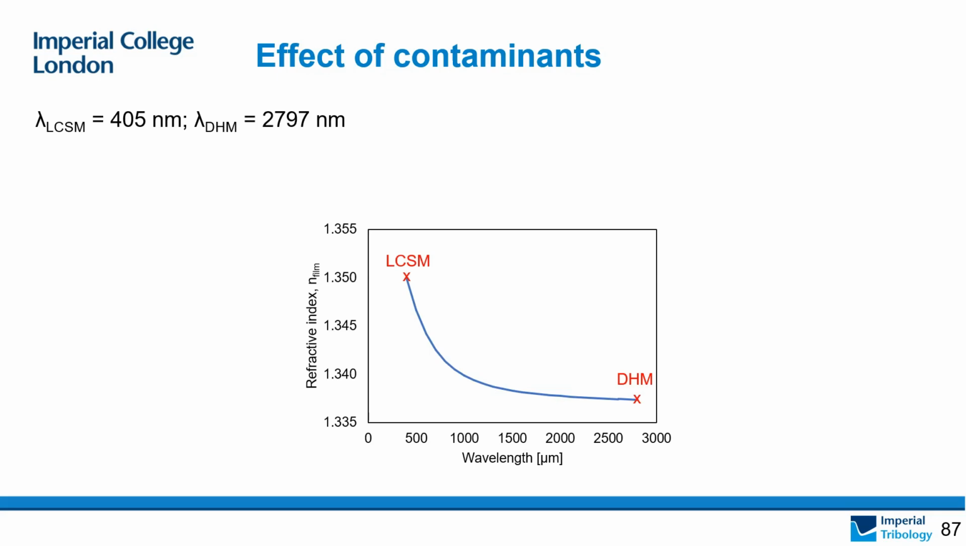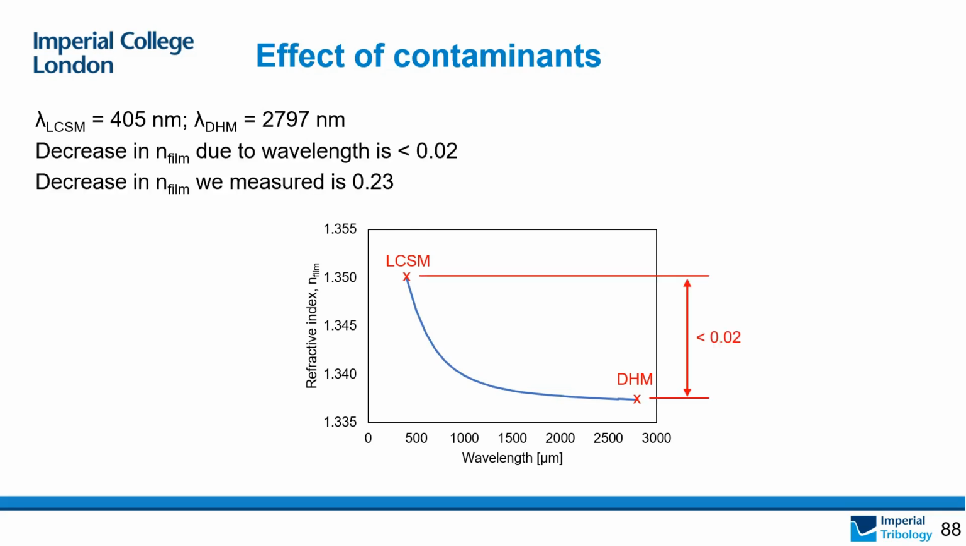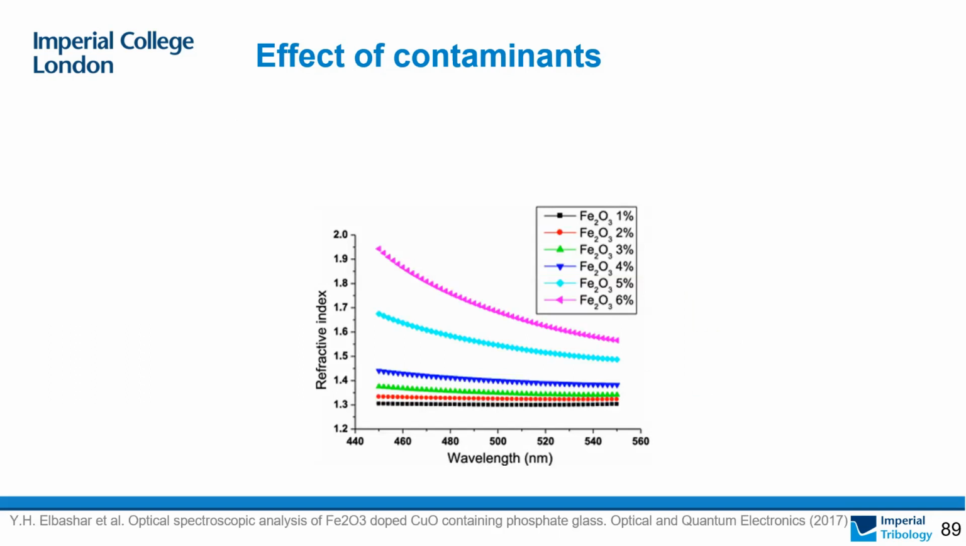This graph shows how the refractive index of a PTFE film changes with wavelength. The left end of the line represents the wavelength of confocal, while the right end represents DHM. So obviously, we should expect a decrease in refractive index as we increase the wavelength. However, this change in refractive index is less than 0.02. Less than 0.02, yes, which is much smaller than the change of 0.23 that we measured, which is like 10 times larger. So what causes this big difference?